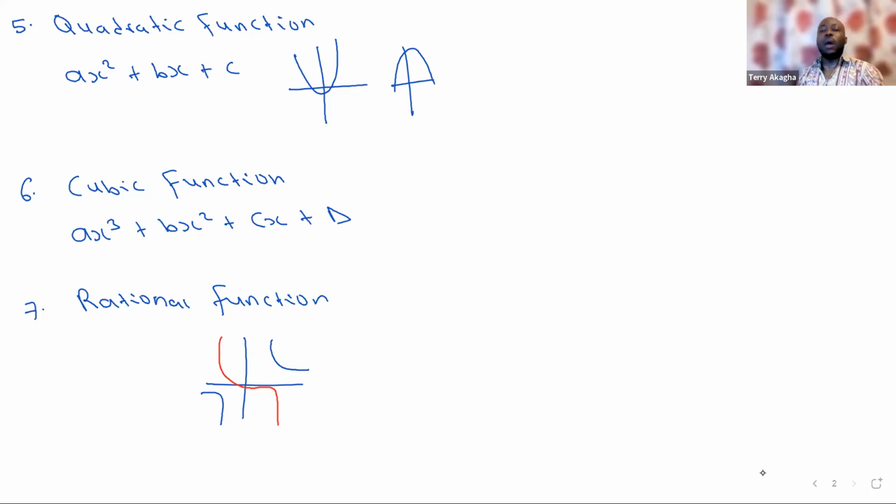Good. So now we're going to go. I'll see you in the next video. In the next video, we're going to talk about domain and range, and how we go about it, and how you determine the domain and range for a particular function or equation.